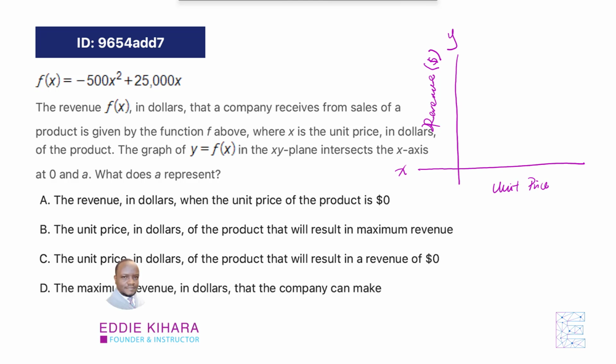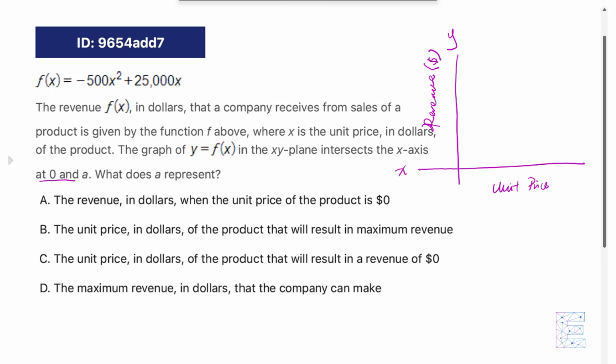The revenue f of x in dollars that a company received from sales of a product is given by the function f above, where x is the unit price in dollars of the product. The graph of y equals f of x in the xy plane intersects the x-axis at (0, a). What does a represent in context?